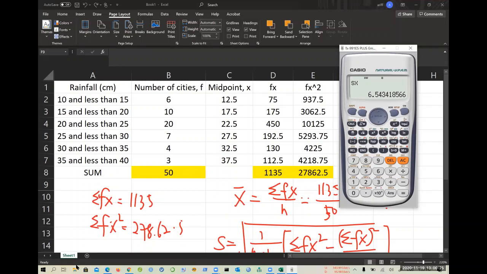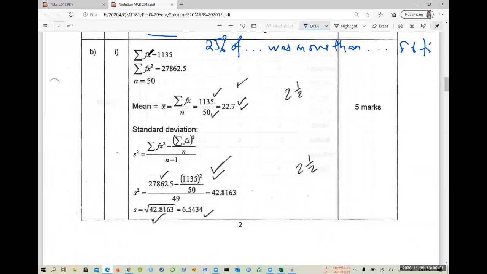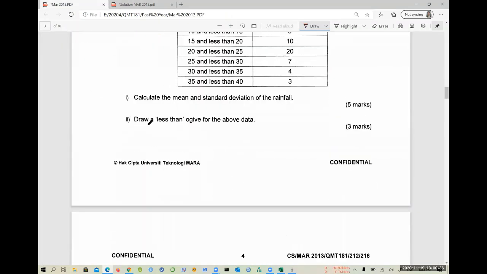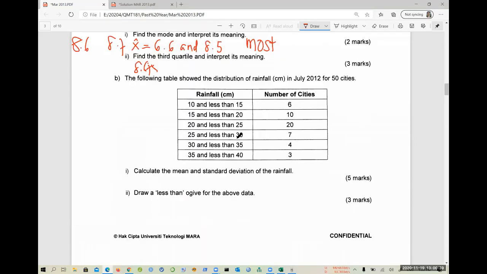Okay, let me just go very quickly, since we are already out of time, for the answers for the rest of the questions. So that is for the first one. And then the second one, draw a less than ogive for the above data. Whenever you want to draw a less than ogive, you need to use the cumulative frequency distribution. So start with the lower class boundary. So you have 10, this is lower boundary. And then this is the cumulative frequency. You have 10, 15, 20, 25, 30, 35, 40, right?